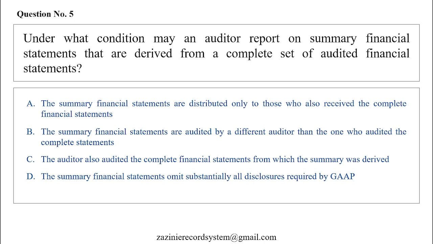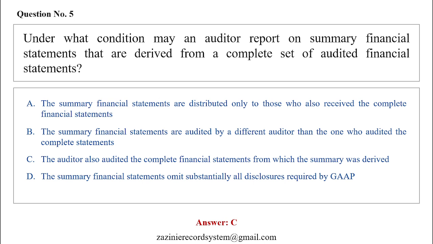Letter C. The auditor also audited the complete financial statements from which the summary was derived. Letter D. The summary financial statements omit substantially all disclosures required by GAAP. Correct answer is letter C.